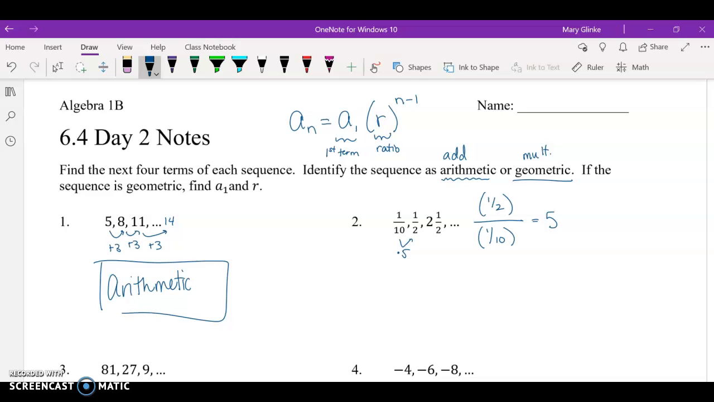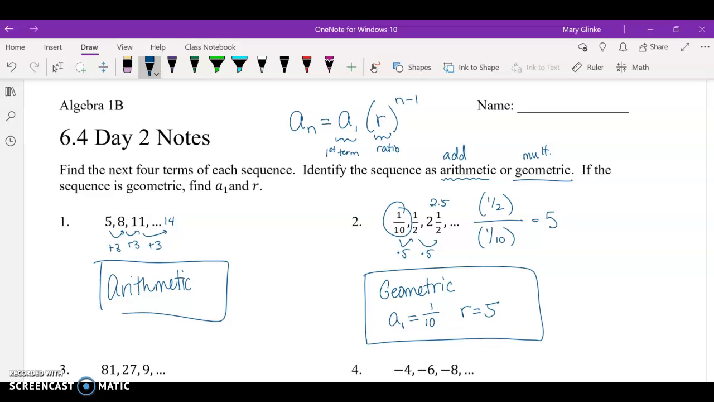And then let's check this. If we do 1/2 times 5, we would get 2.5, which is 2.5. So therefore, because it is being multiplied by 5 to get to the next one, that's going to make it geometric. We also want to find our first term. Our first term is just whatever came first in the sequence, which makes it 1/10. And r is our common ratio, which was a little harder to find for this one, but it ends up being 5.